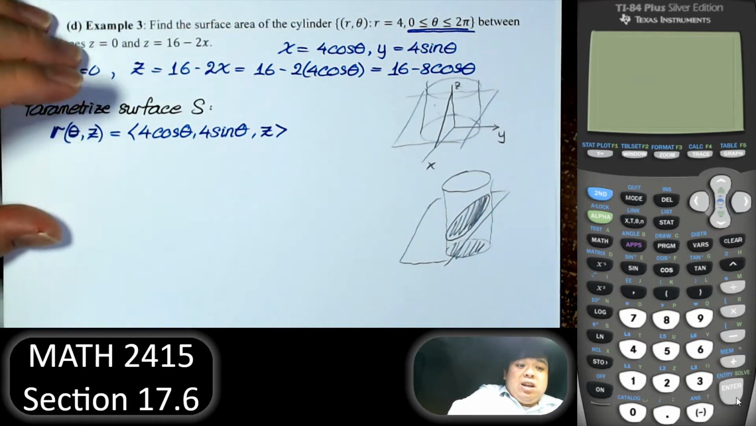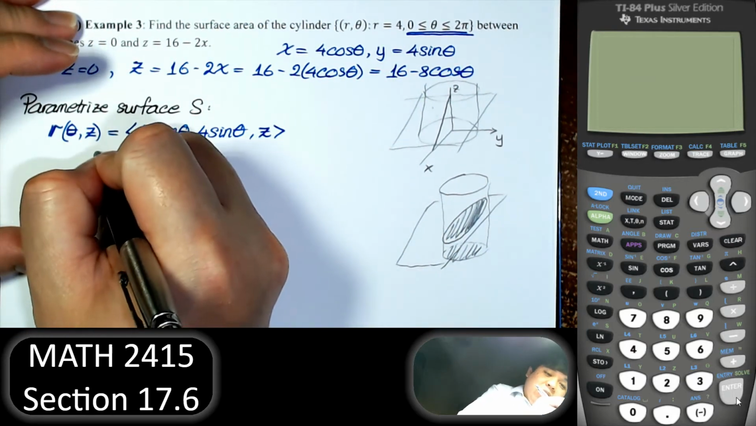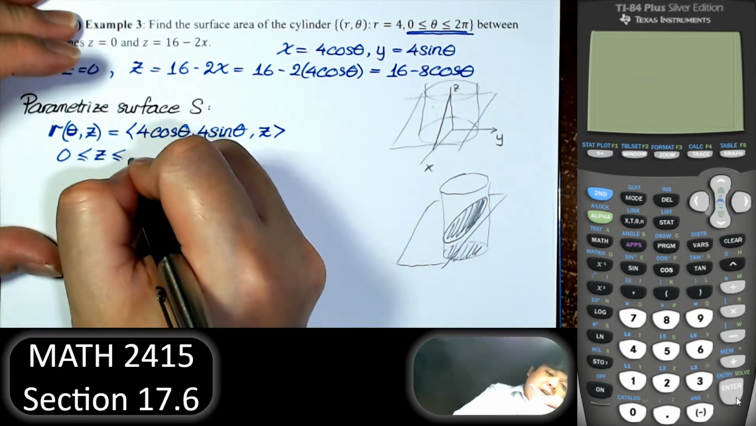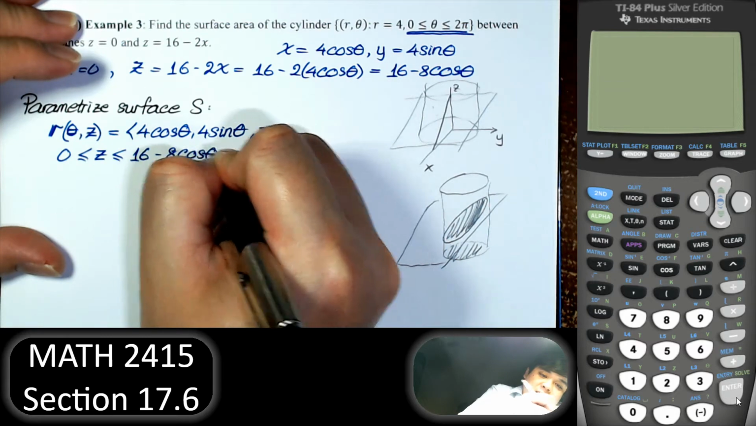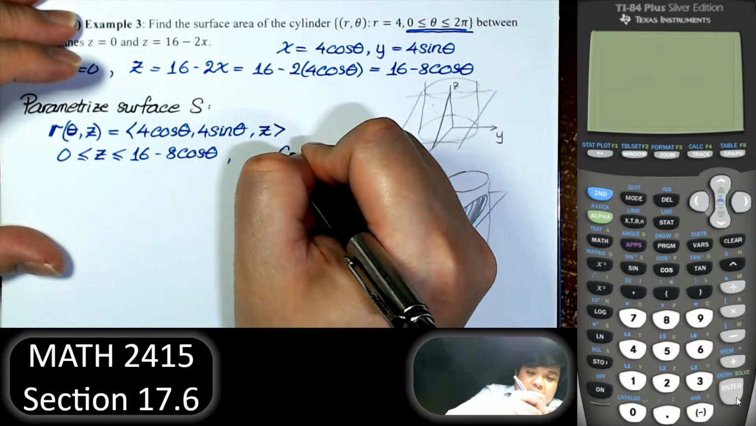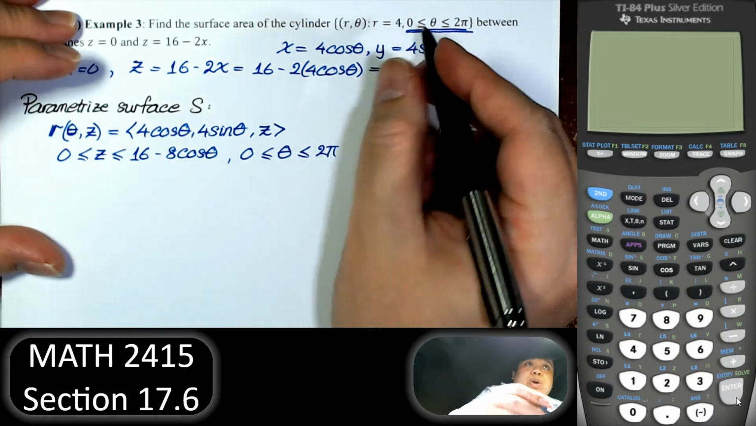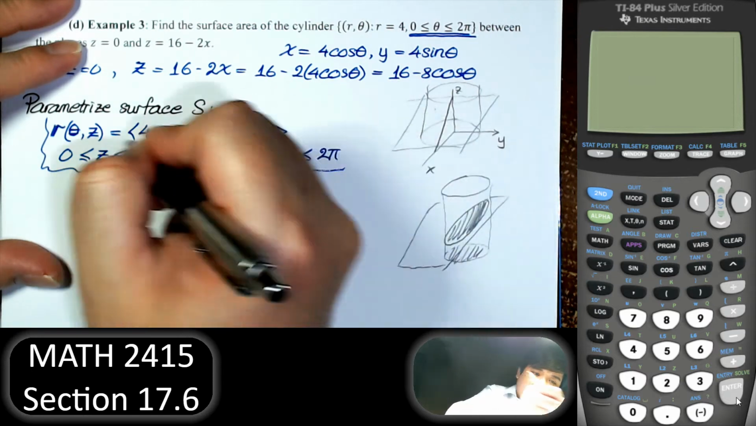Now the limit is a bit tricky though. Z goes from 0 to that, so we have to write the limit for Z between 0 and 16 minus 8 cosine theta, and theta from 0 to 2 pi. That's what we know. So that is the parameterization. It's not as bad.